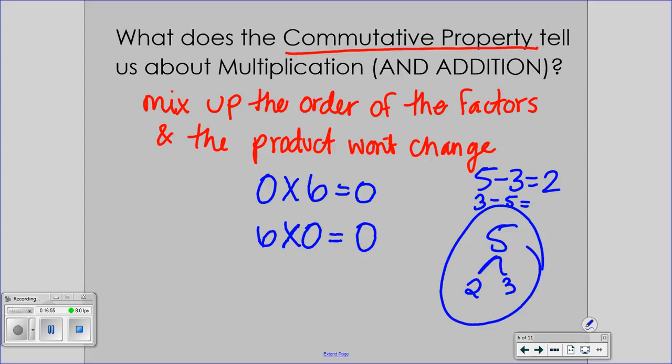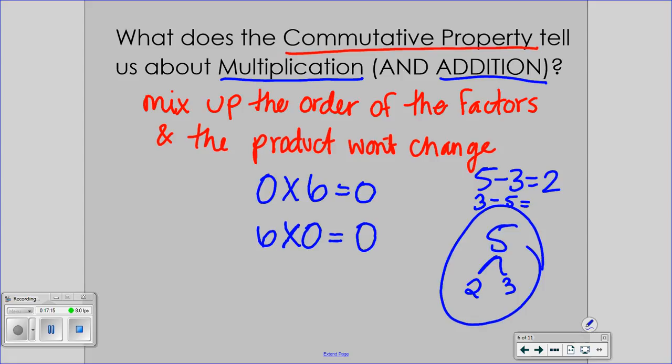No. Make sure under your commutative property you write that it is only for multiplication and addition. Those are the only two operations that have commutative property as a rule, which says you can mix it up in any order and still get the same answer.